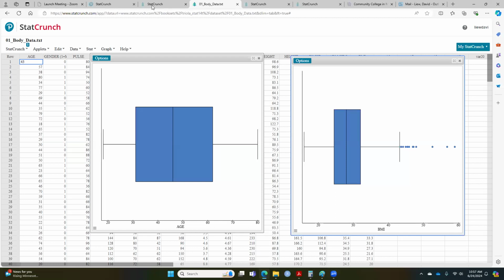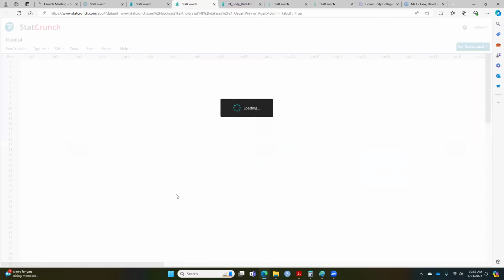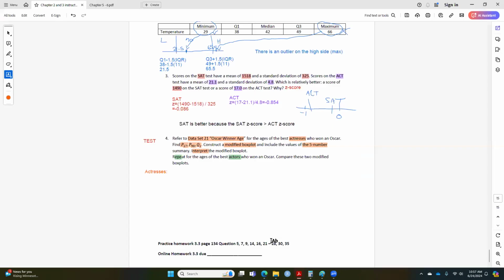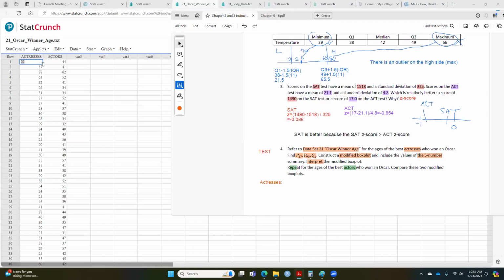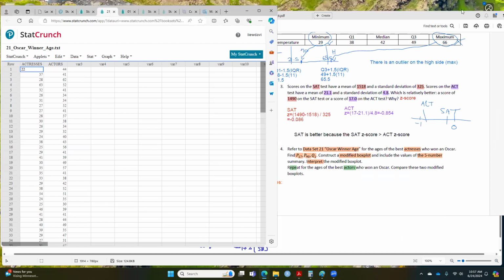So what we do is pull out this data set 21. Make sure you go to StatCrunch, go all the way to data set number 21, Oscar. Again, we only concentrate on the actresses. The first thing they want us to find is your percentiles. I'm going to split this into 2 screens here.